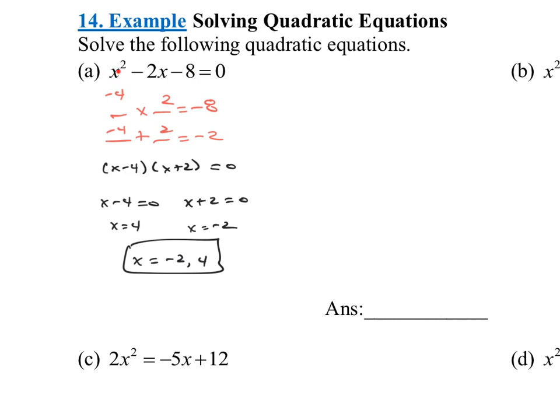So for instance, negative 2 squared is 4. Negative 2 times negative 2 is 4. 4 plus 4 is 8. 8 minus 8 is 0. So indeed, this is a solution to the quadratic equation. We could do the same thing with the number 4, plug it into the equation, and we would get 0 as well. So let's continue on.